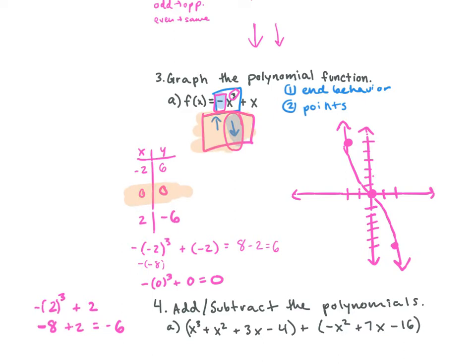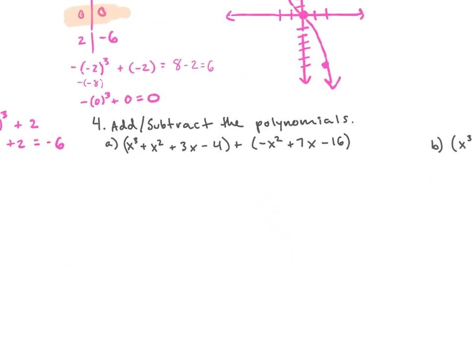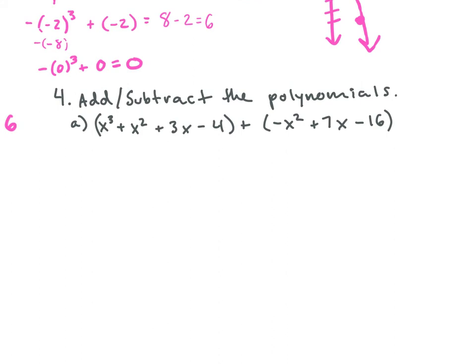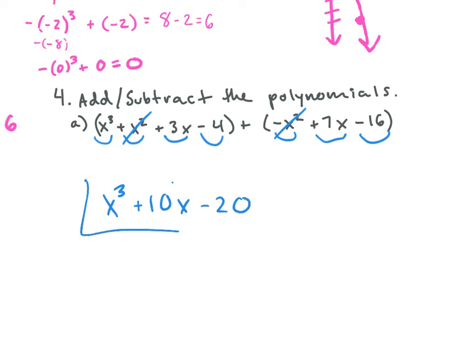All right, number 4. So we are adding the polynomials. Remember, when adding, we just combine our like terms. So we start with the highest degree, then work our way down. Do we have any other x cubes? Nope, so we just have x cubed to start, then x squared. X squared minus x squared, what would that be? They cancel out. So now we move on to our x terms. 3x plus 7x plus 10x, and then -4 minus 16, -20. So that's our answer.